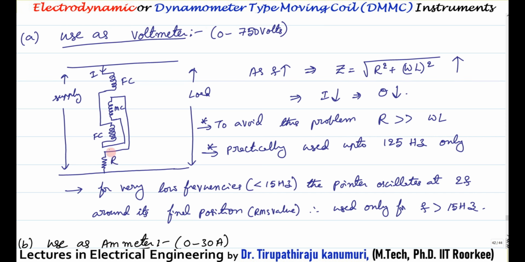So current is limited. This current is nothing but the supply voltage divided by the impedance of your entire circuit, that means fixed coil plus moving coil plus the impedance of this resistance also that is connected. Or otherwise we can tell that the impedance is nothing but square root of R square plus omega L square. L is the inductance of the total circuit, R is the resistance of this entire circuit. To avoid confusion, I am just taking it as RSC.